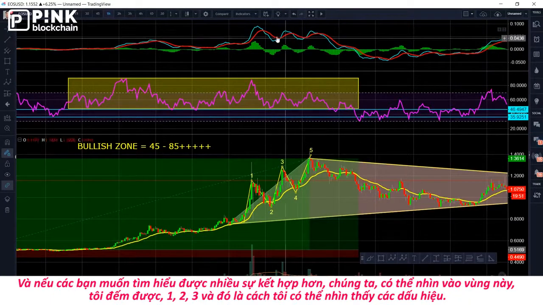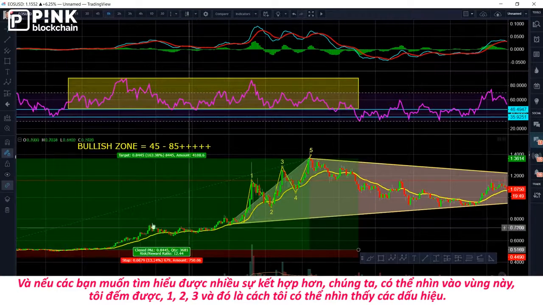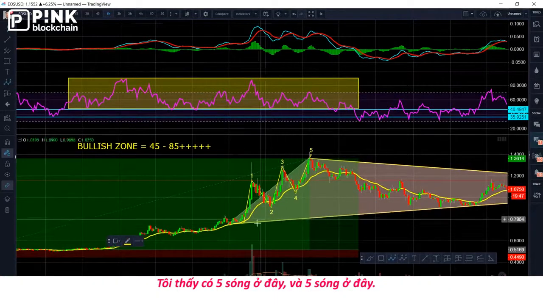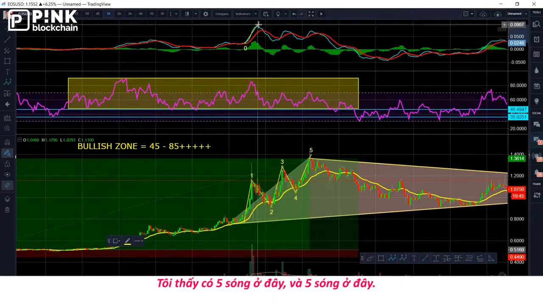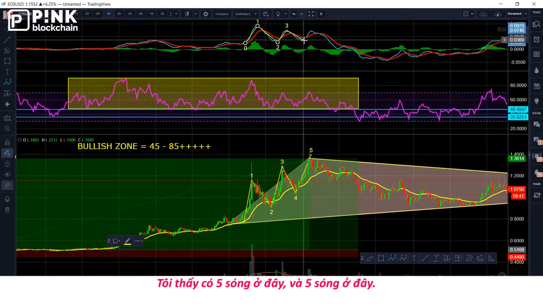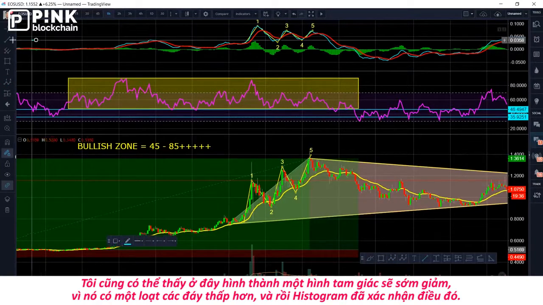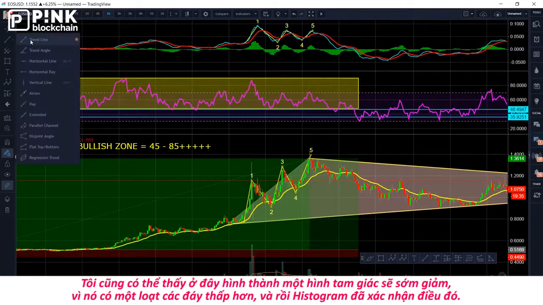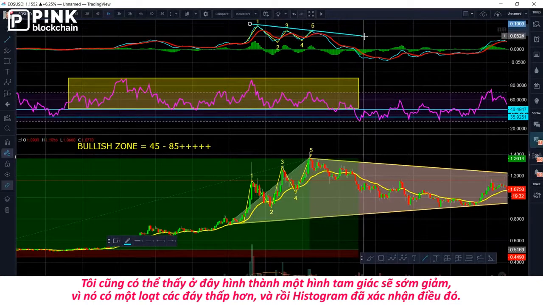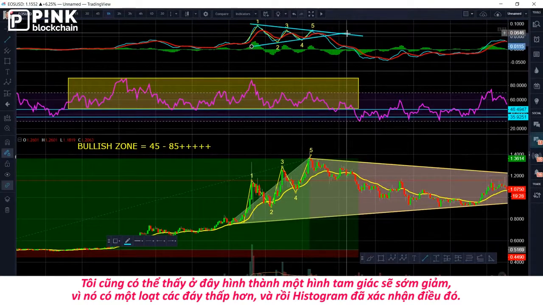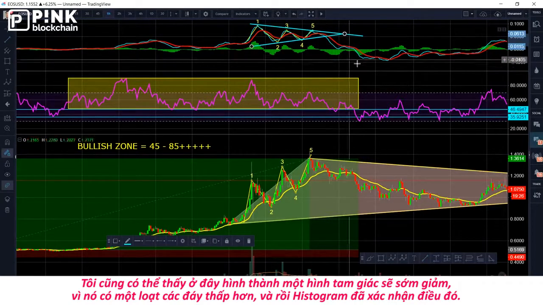And if you want to add even more to the mix, we just look at a big crossover, right? I count 1, 2, 3. This is the way I see it, guys. I see this as 5 waves there. I see this as 5 waves here, okay? I see this as 1, 2, 3, 4, and then 5, right? And I see this as basically a triangle that's going to snap soon, eventually, because it's getting a series of lower lows, right? But the histogram confirms it.